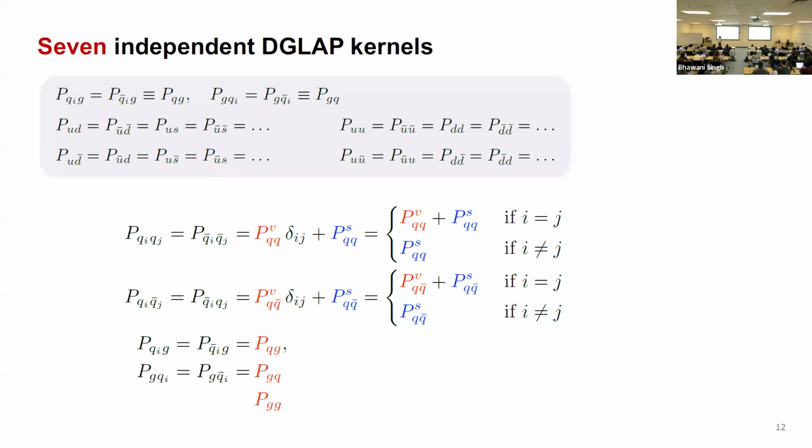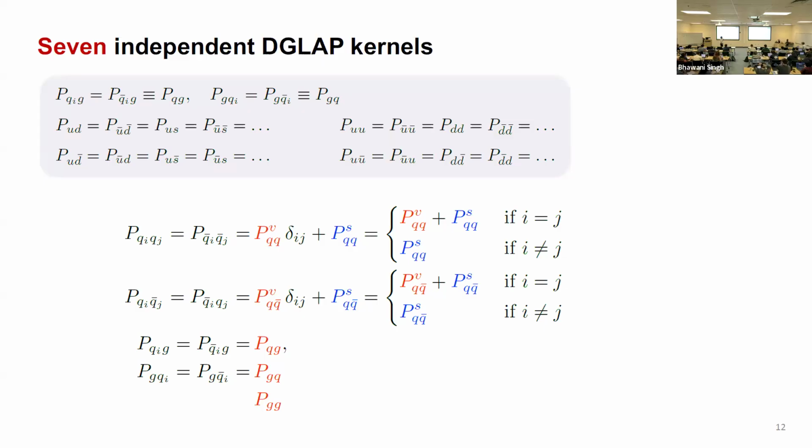And based on this, we parameterize all these various DGLAP kernels by 7 independent kernels. First, let's look at the simplest one first, from the bottom to up. The bottom to up, we have the gluon to gluon splitting, and this is not constrained by any symmetry. And we have the quark to gluon, antiquark to gluon. This gives us the same kernel, quark to gluon. We have gluon to quark and gluon to antiquark. They are the same, and they give the same kernel.